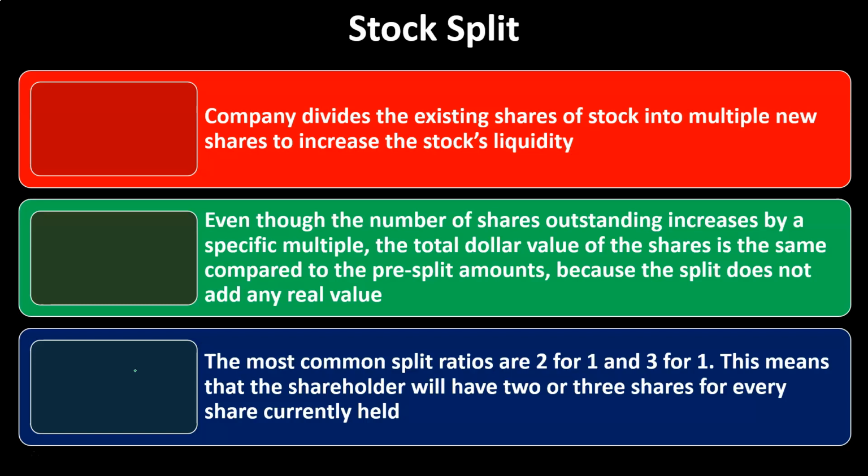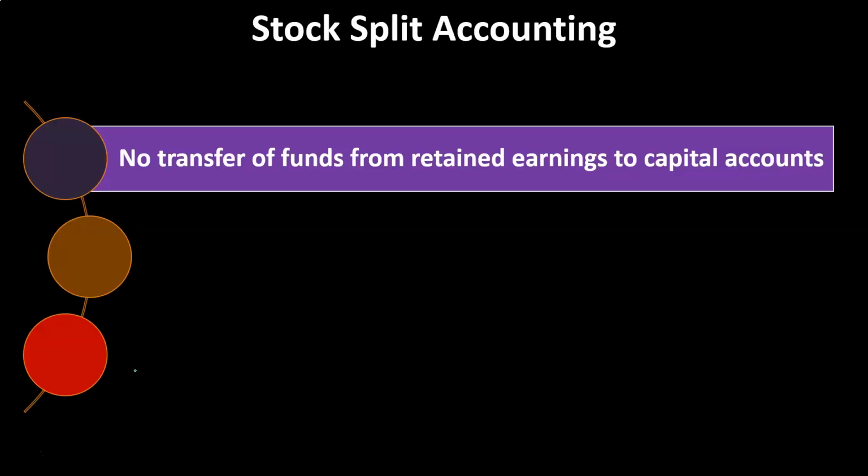So that's going to be the split format, as opposed to, say, a stock dividend, where they're usually going to give you that percent increase. For stock split accounting, there is no transfer of funds from retained earnings to capital accounts. So notice when you think about this from the accounting standpoint, it's different than a stock dividend generally.